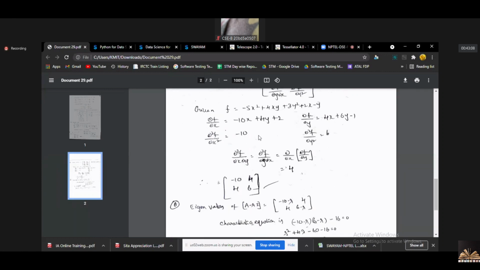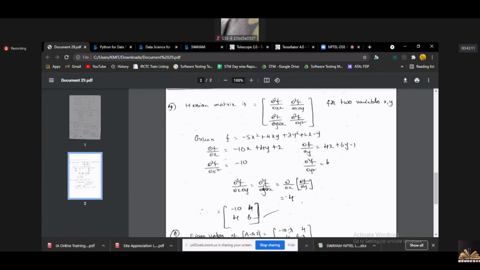Now what they said, dou square f by dou x dou y equals dou square f by dou y dou x, which is equal to what? Simply take dou by dou x of dou f by dou y, right? You consider it as a 4 here. So dou x dou y means we will get 4, and similarly dou square f by dou y dou x we will also get 4 only. So that's why this is 4.